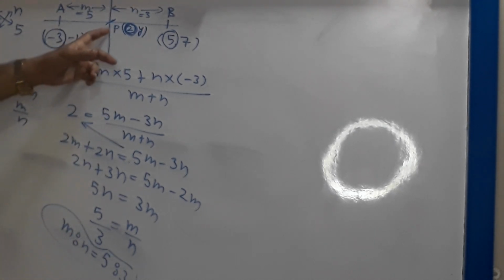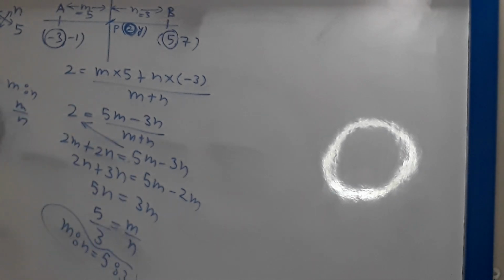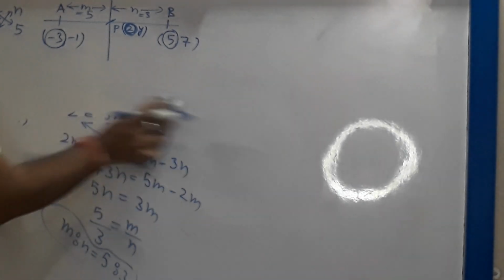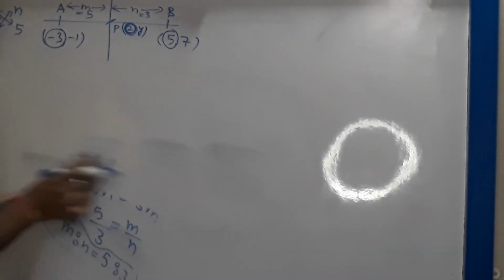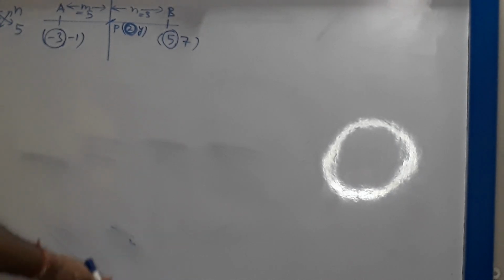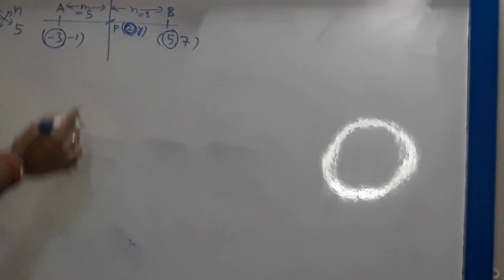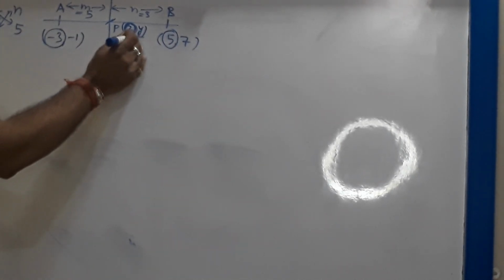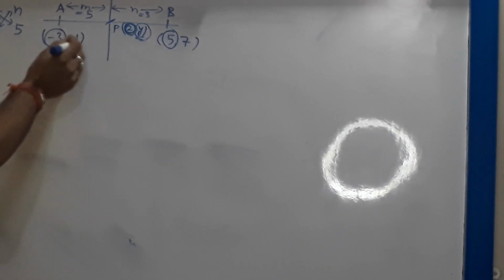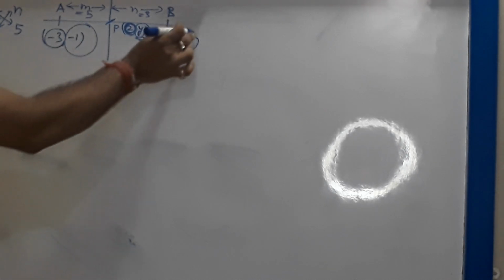Sometimes they ask how to find the coordinates of P. So after finding the ratio, substitute the values of the ratio M and N. M is 5, N is 3. Now to find y, y is my second coordinate. So I will use the second coordinate of both the points.